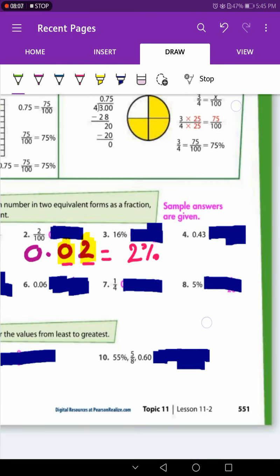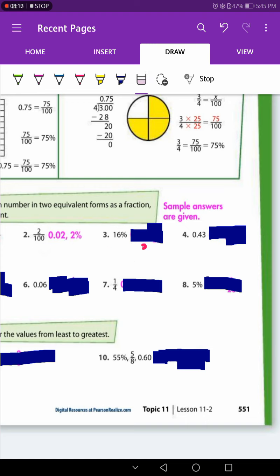Now let us continue and let me show you the answer here because you need it. 16%, Yaman. 16%, it will be 16 over 100, or 16 hundredths, like this, 0.16. Okay, and the last one here.